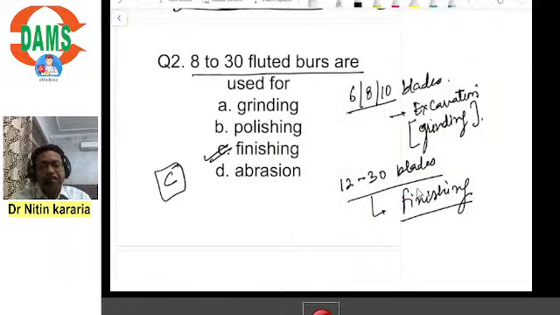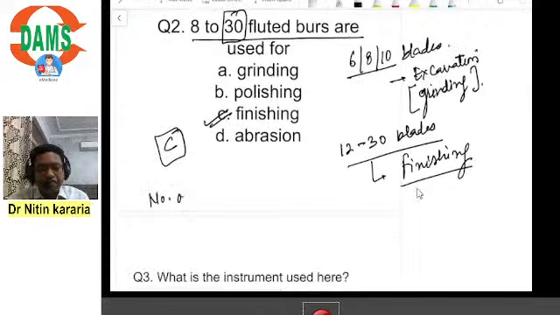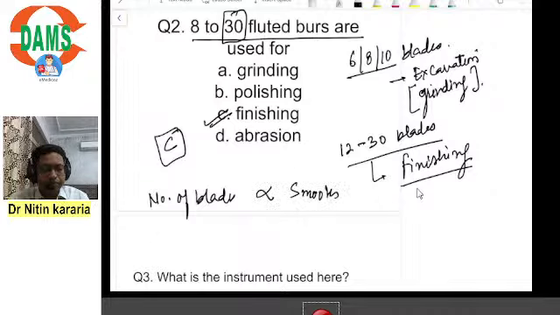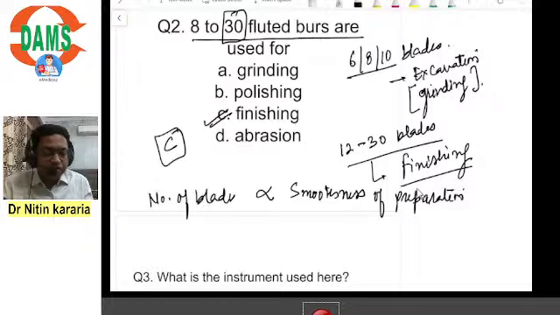Because it is asking 8 to 30 number of blades. The number of blades is high, and you have to always remember that number of blades is directly proportional to smoothness of the preparation. You get a smoother preparation whenever you use a burr with a larger number of operational surfaces or blades.